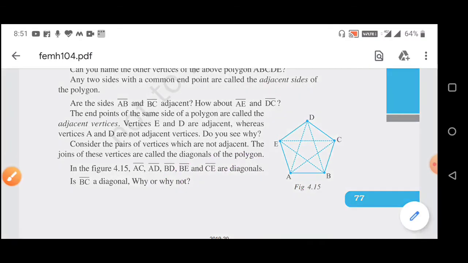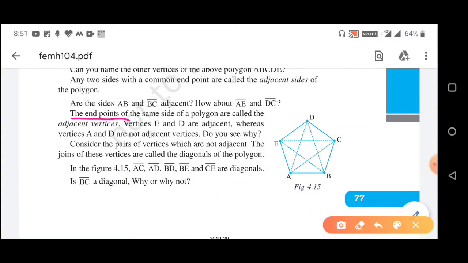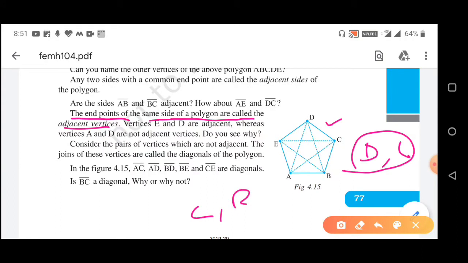Now the next one is adjacent vertices. The endpoints of the same side of a polygon are called adjacent vertices. So if we consider a side, suppose DC, then vertices D and C are adjacent vertices. The points C and B are adjacent vertices because C and B are the endpoints of the side CB.